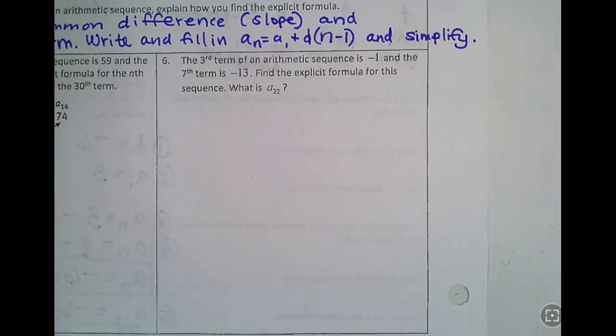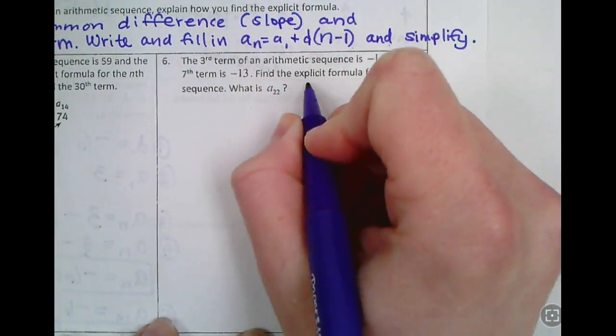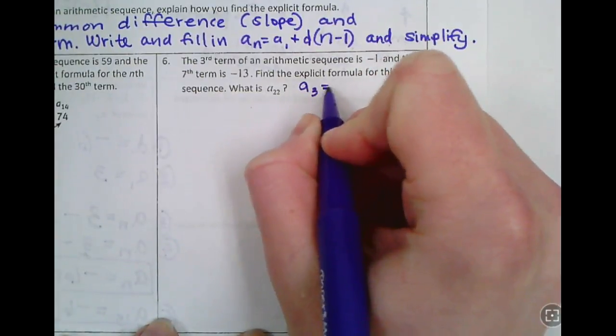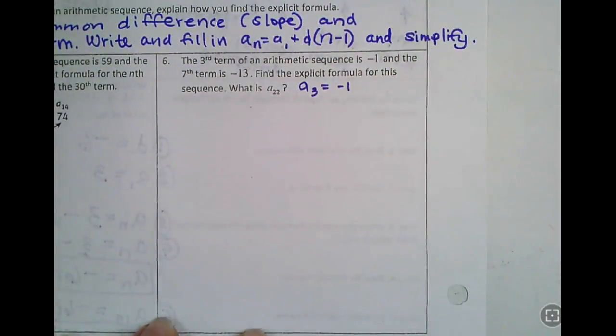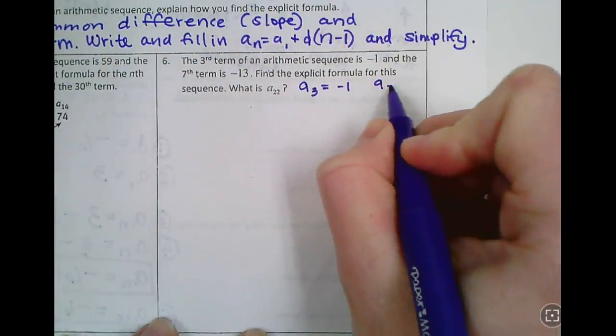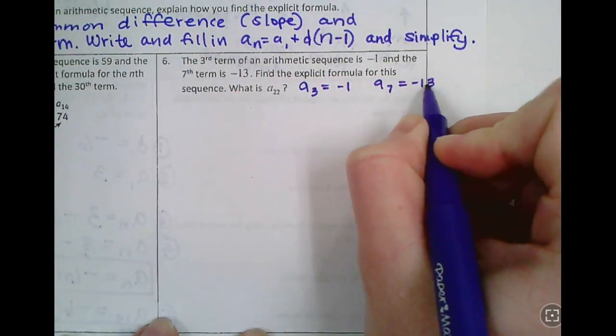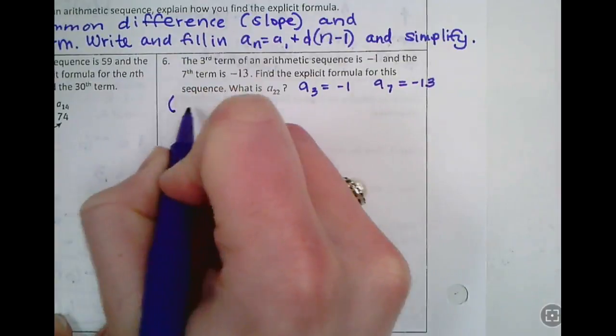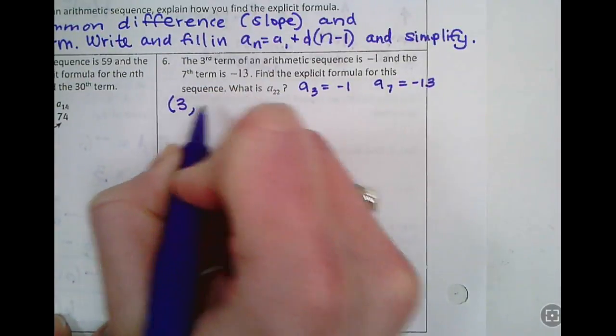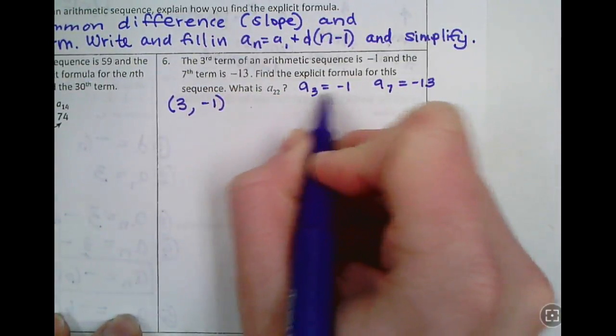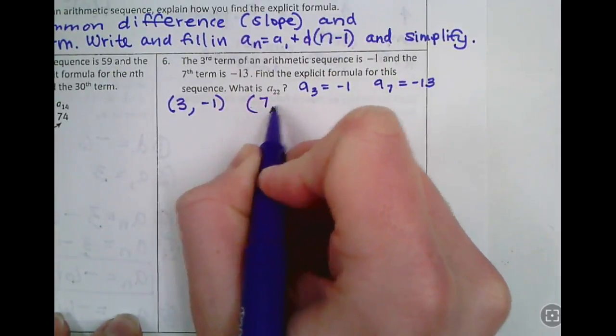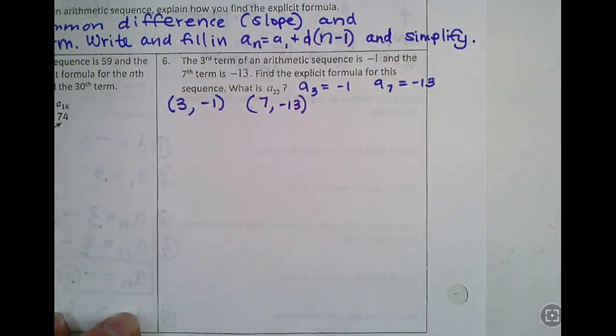All right, so it tells us that the third term is equal to -1, and the seventh term is equal to -13. Find the explicit formula, and what is a22? So I'm going to write here my third term, a3 equals -1, and my seventh term, a7 equals -13. Then I'm going to write them as ordered pairs: (3, -1) for my first ordered pair, and (7, -13) for my second ordered pair.